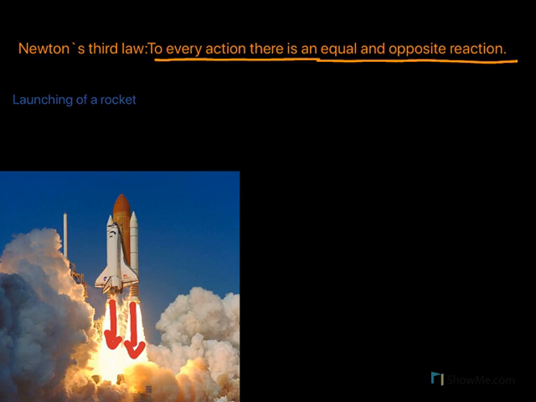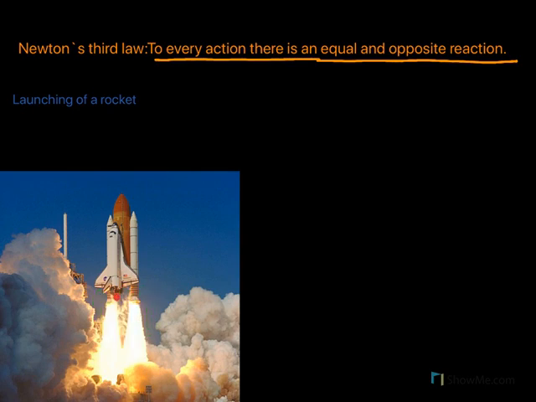To this downward force produced, there is an equal and opposite upward force that is exerted on the rocket. And this upward force then pushes or propels the rocket in the upward direction.